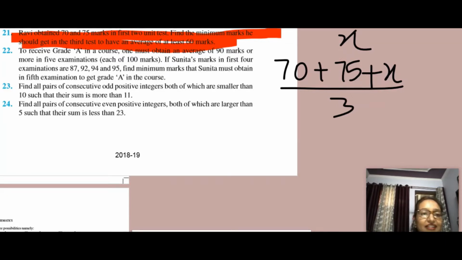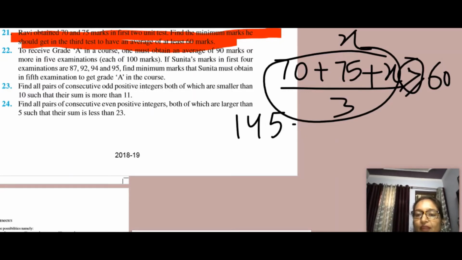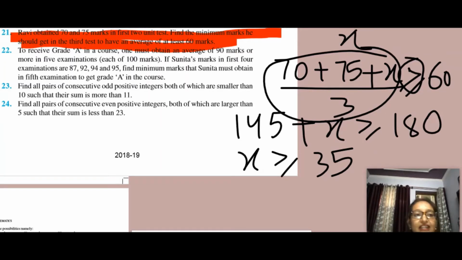The question further says, to have an average of at least 60 marks. It means the minimum mark should be 60. This average can be more than 60 as well, or it can be equal, right? So we will further solve it quickly. This will be 145 plus x greater than or equal to 180, right? So this will give me x is greater than or equal to 35 if I take it to the other side and solve. So over here the question says, what is the minimum mark? So the minimum marks we will say is 35, right?